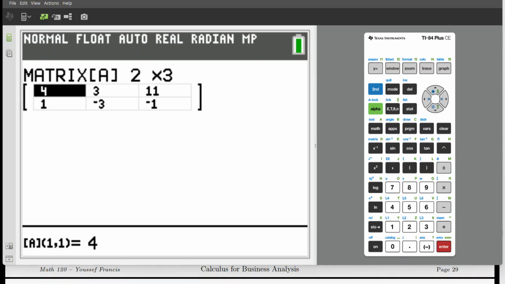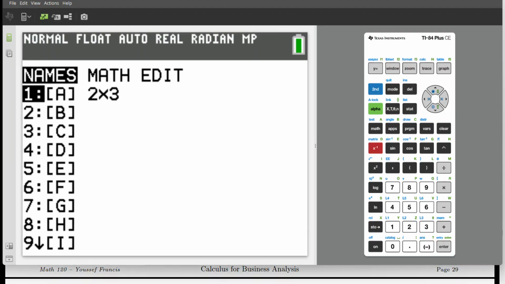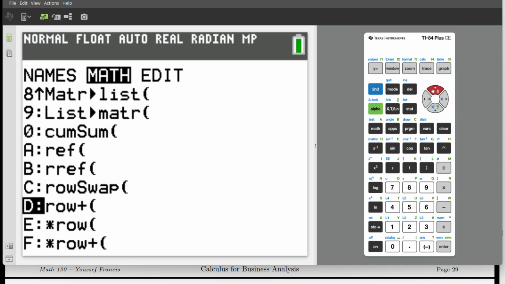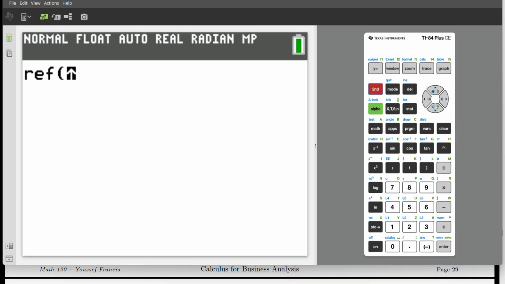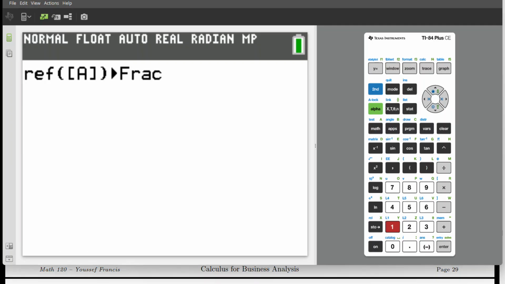Okay, so the matrix is 4, 3, 11, 1, negative 3, negative 1. And what I'm going to do next is try to row echelon form it. So I'm going to go to the math menu, go up from the bottom, and click option A. Then I want to tell the calculator to do that on the matrix A. If there are any fractions, I want you to turn them to fractions instead of decimals. And there we go.